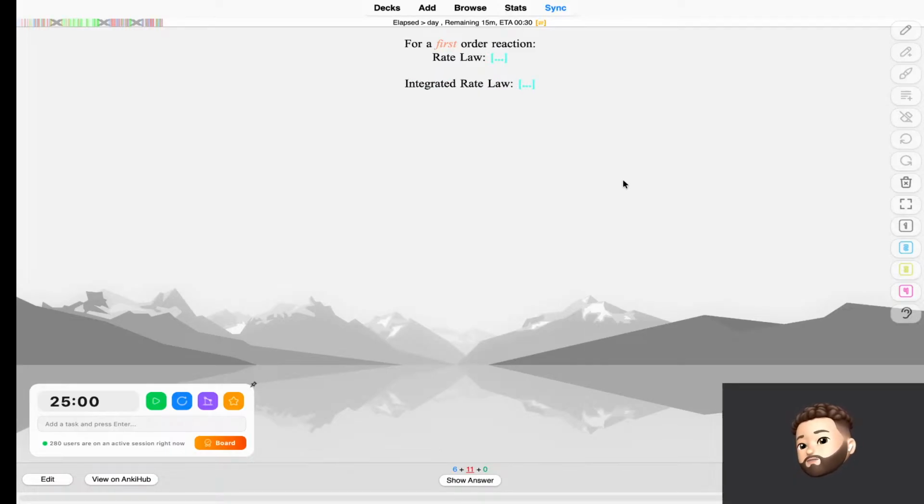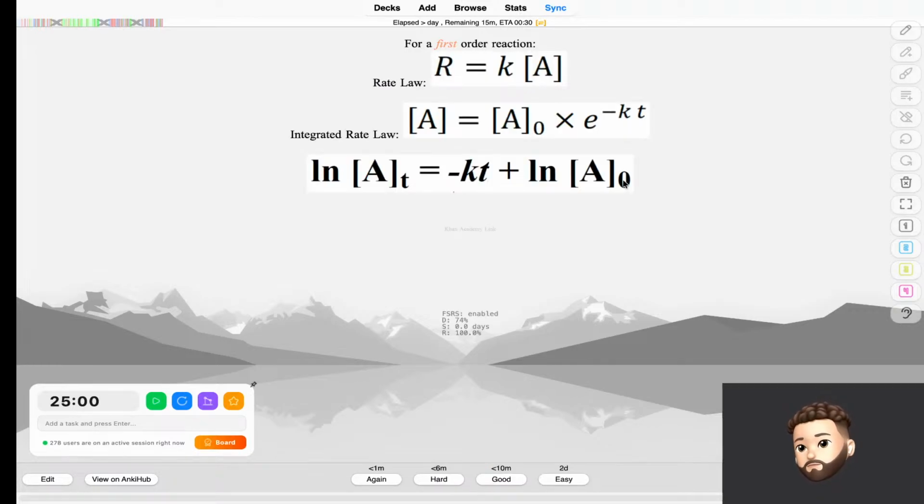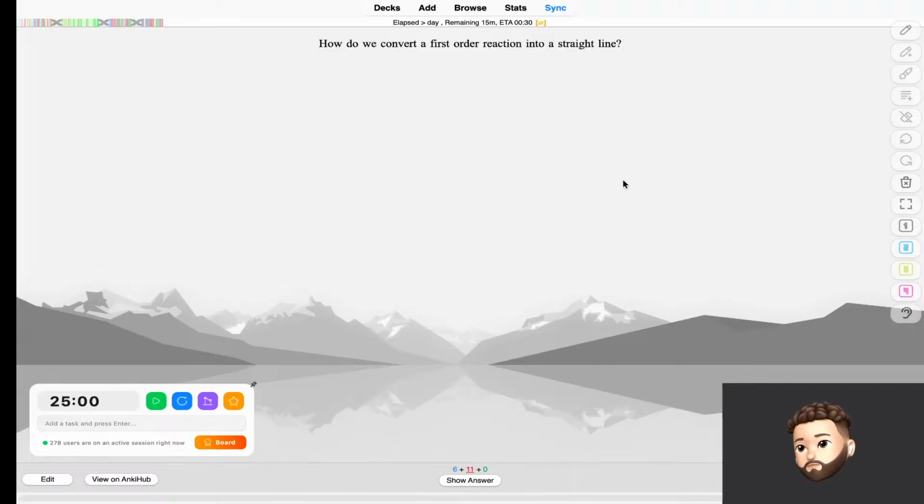For a first order reaction, the rate law is rate is equal to k[A]. The integrated rate law is going to be the natural log of A is equal to the natural log of A naught minus kt. How do we convert a first order reaction to a straight line? Graph the natural log of the concentration versus time.